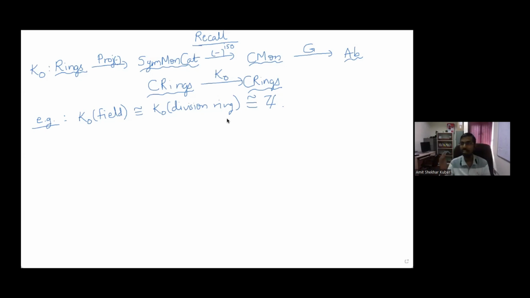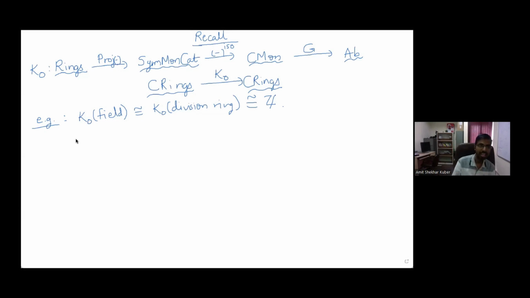Is there anybody here who knows what a PID is? Can anybody answer that question? It's an integral domain where all ideals are principal. Very good. An integral domain where all ideals are principal.